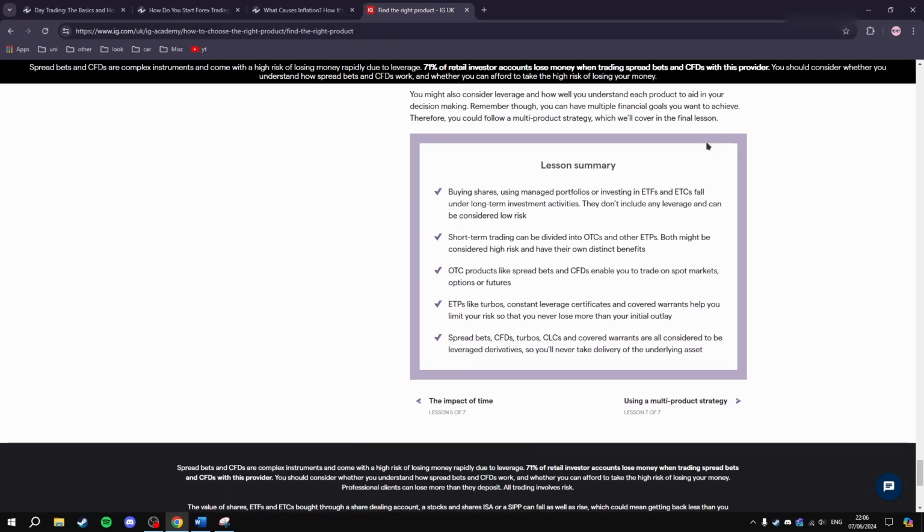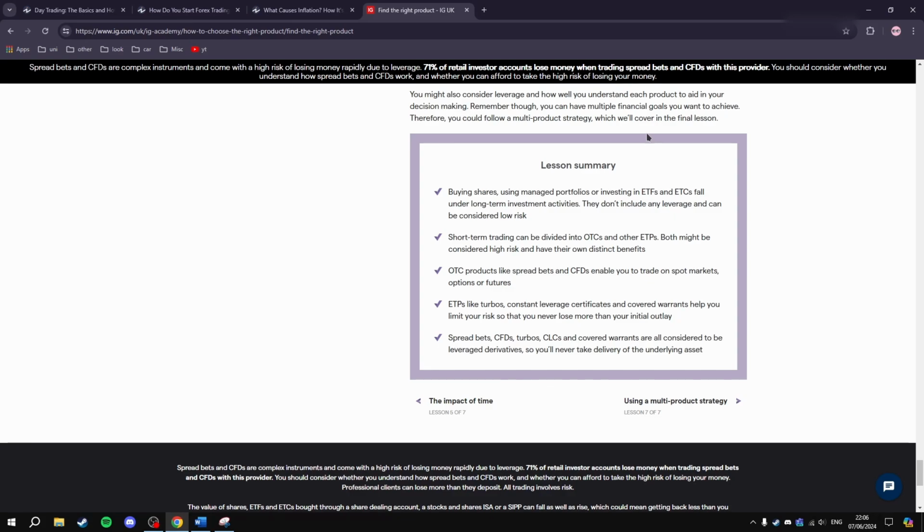Cool. So lesson summary: buying shares using managed portfolios or investing in exchange-traded funds and exchange-traded commodities fall under long-term investment activities. They don't include any leverage and can be considered low risk. Short-term trading can be divided into over-the-counter and other exchange-traded products. Both might be considered high risk and have their own distinct benefits.